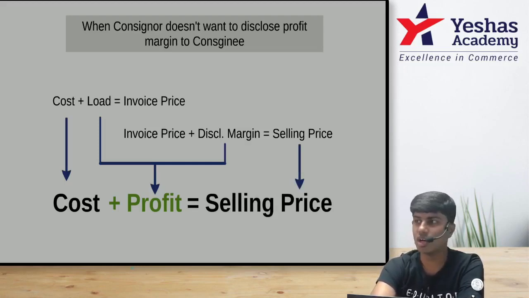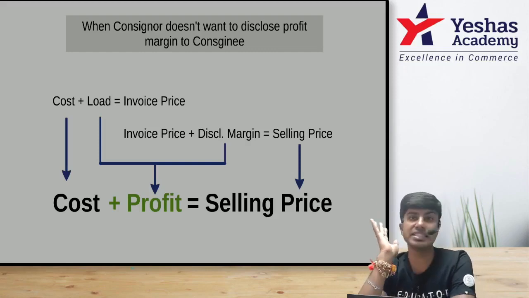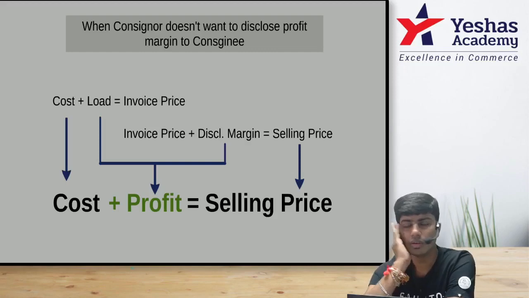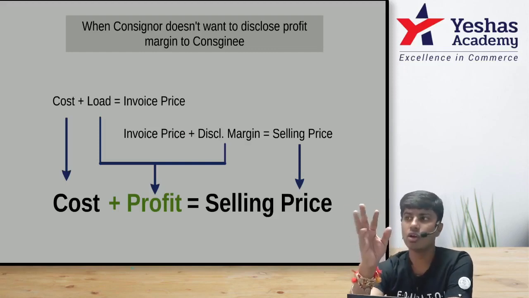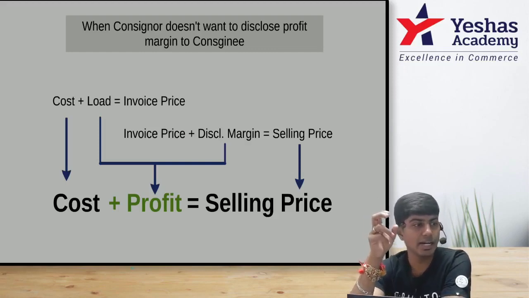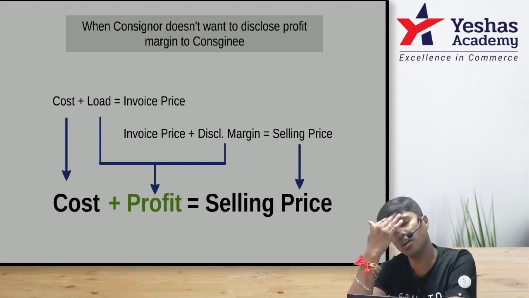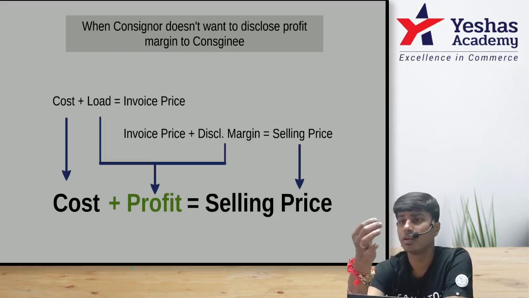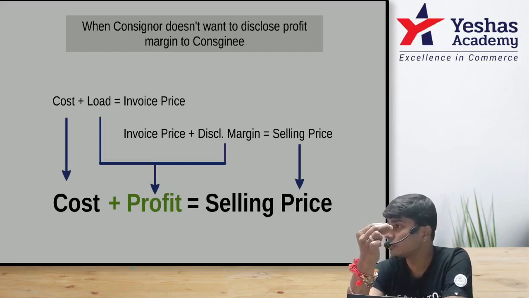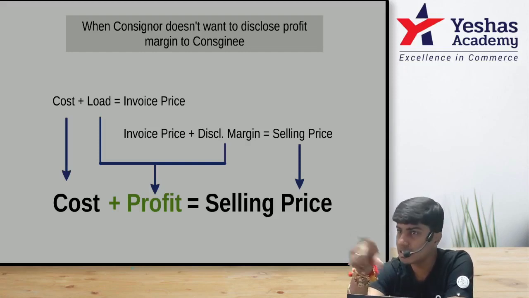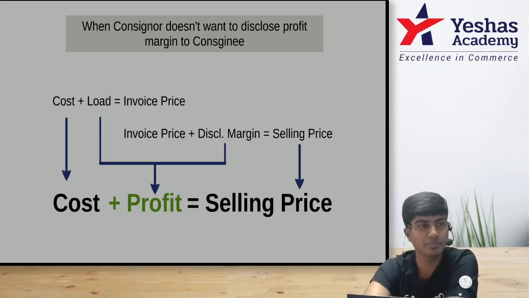Fantastic. Now, what we need to do is, in our consignment account, find profit. Why do you prepare a consignment account? To find profit. Opening stock of goods with consignee, goods sent on consignment, unsold stock with consignee, all of this should be written at cost price, not invoice price or selling price. I should write sales at selling price. That's when I'll be able to find the profit.